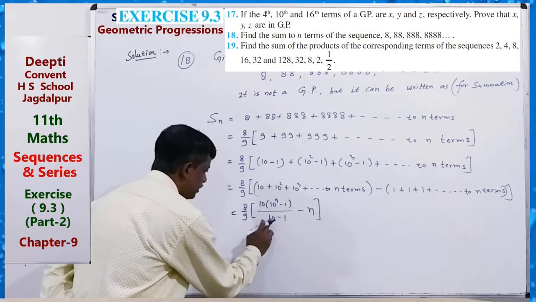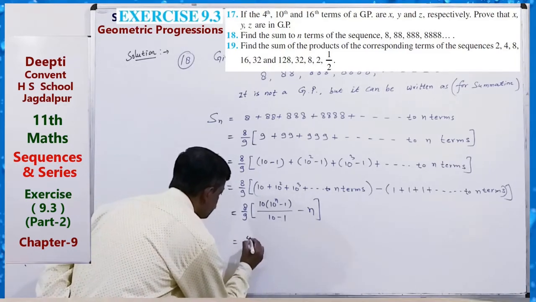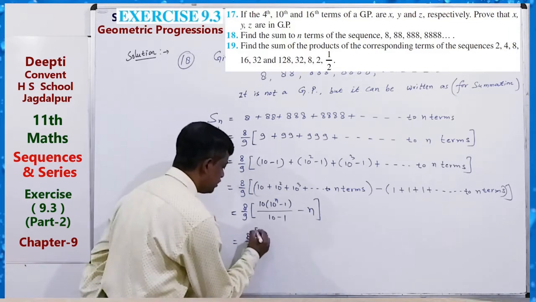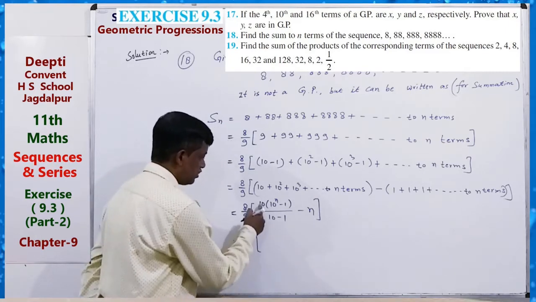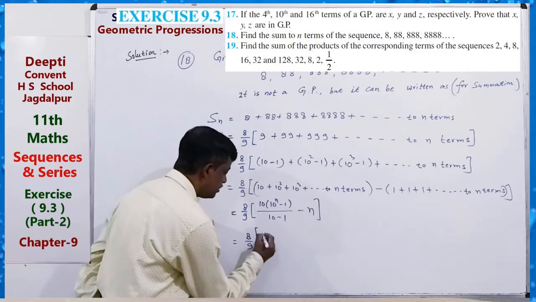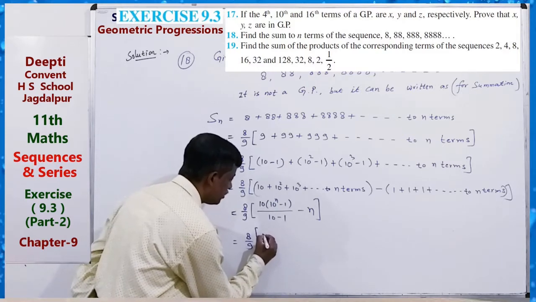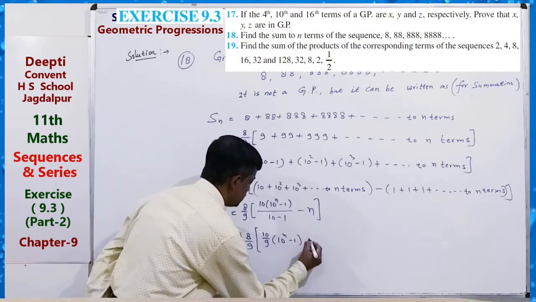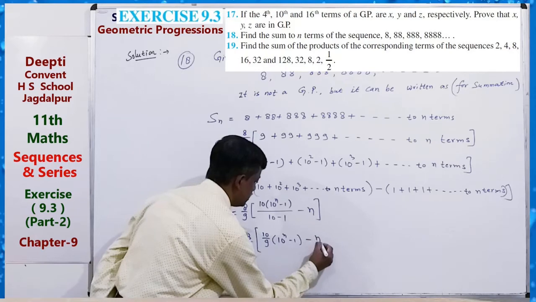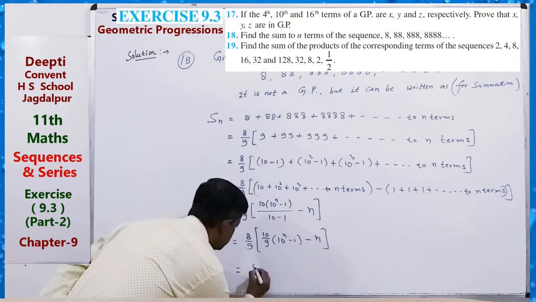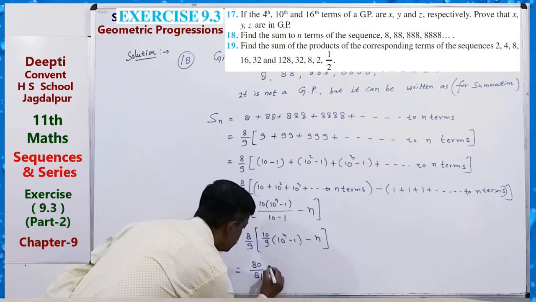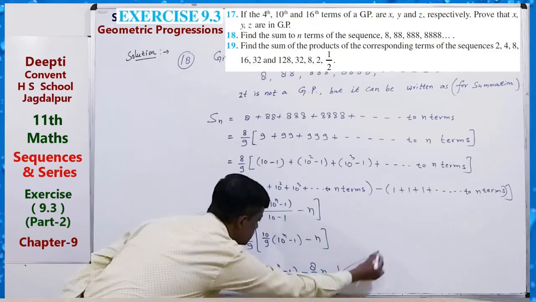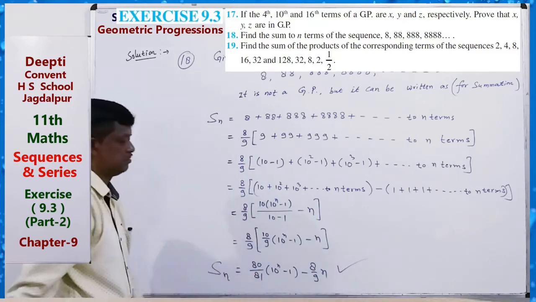Here 8 by 9 into 10 by 9 into 10 to the power n minus 1, minus n. So we can also write 80 by 81 into 10 to the power n minus 1, minus 8 by 9 n. This is the sum to n terms.